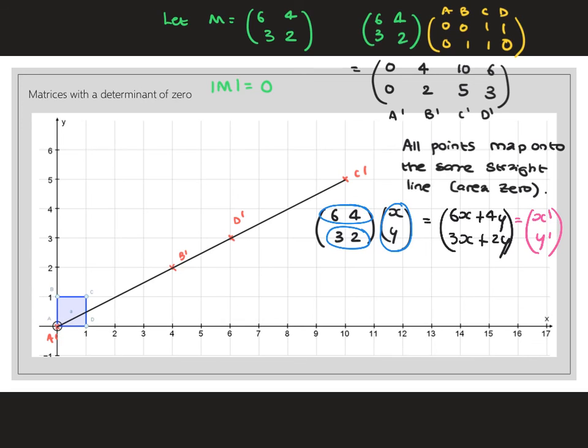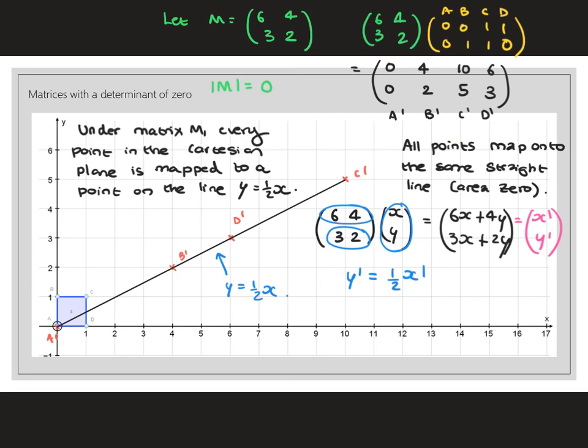So look at the connection. Can you see that the new y is equal to half of the new x? So all of the points in the plane are being mapped onto the line y = ½x, and you can see that line here. So under the matrix M, every point in the Cartesian plane is mapped to a point on the line y = ½x, and we should also note that multiple points can be mapped to the same point on this straight line. This will become important a little bit later on when we're thinking about inverse matrices.